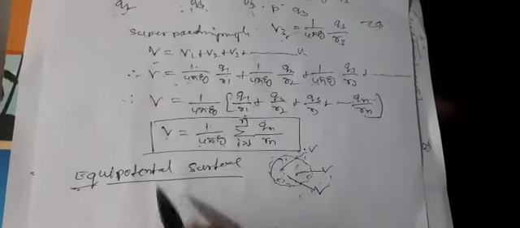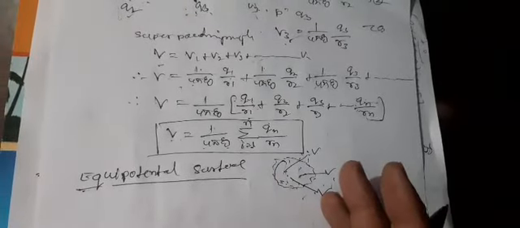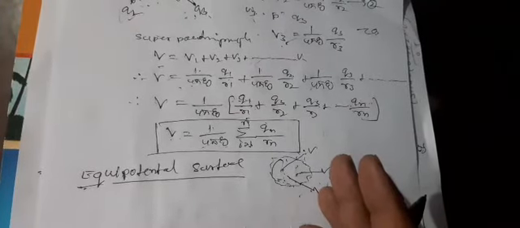What is an example of an equipotential surface? The surface of a charged body of any shape. The better example is the surface of a charged body of any shape. That is an example of an equipotential surface.